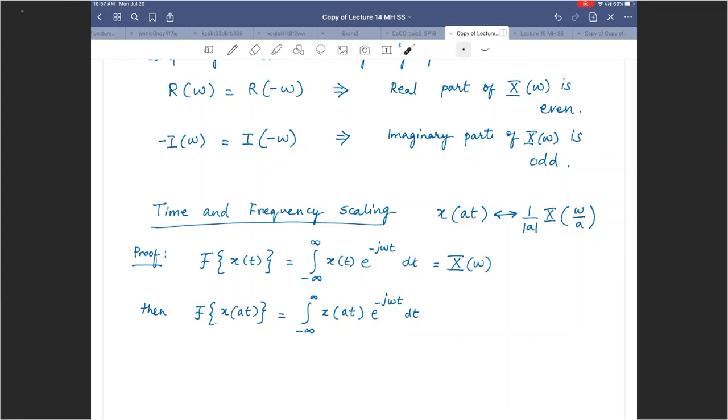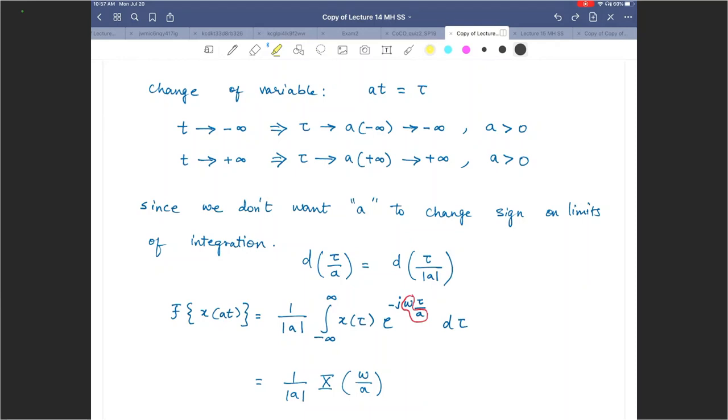So the property essentially says that, but let's prove it. So the Fourier transform of x of at, where a is a scalar, we are after this. Substitute over there, and the rest of it is simply the definition of the Fourier transform. Integral from negative infinity to infinity, x of at e to the minus j omega t.